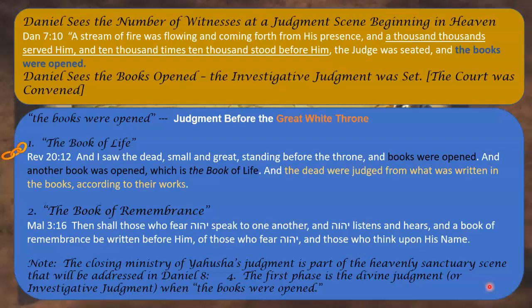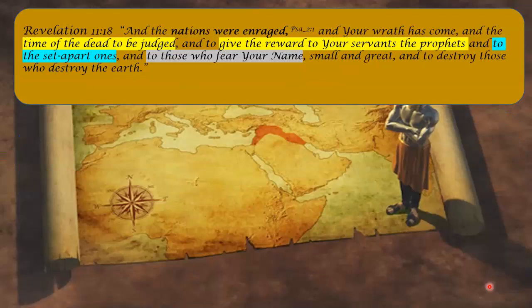Then we have the book of remembrance, if you will. Malachi 3:16. "Then shall those who fear Yahweh speak to one another, and Yahweh listens and hears, and a book of remembrance be written before him, of those who fear Yahweh, and those who think upon his name." Okay, so the closing ministry of Yahusha's judgment is part of the heavenly sanctuary scene that will be addressed in Daniel 8. The first phase is the divine judgment or investigative judgment when the books were open.